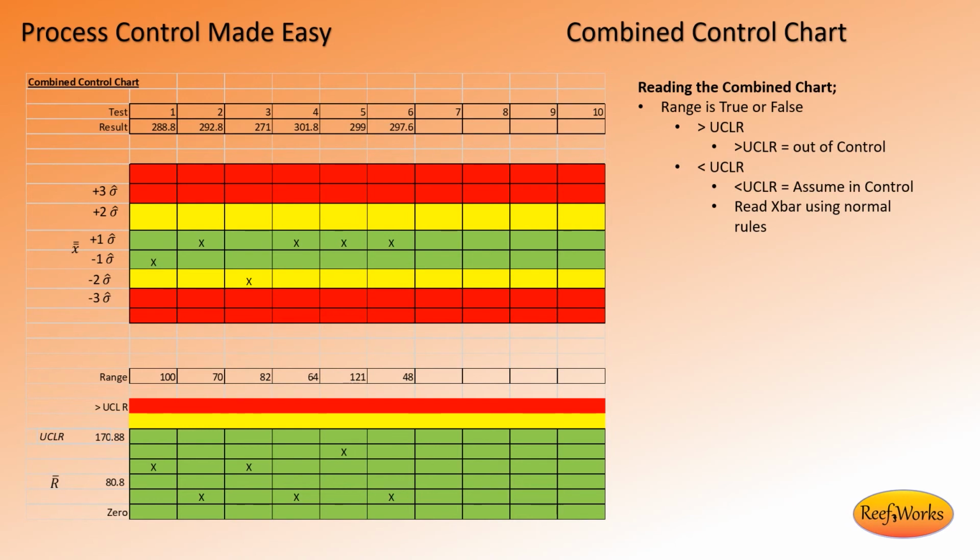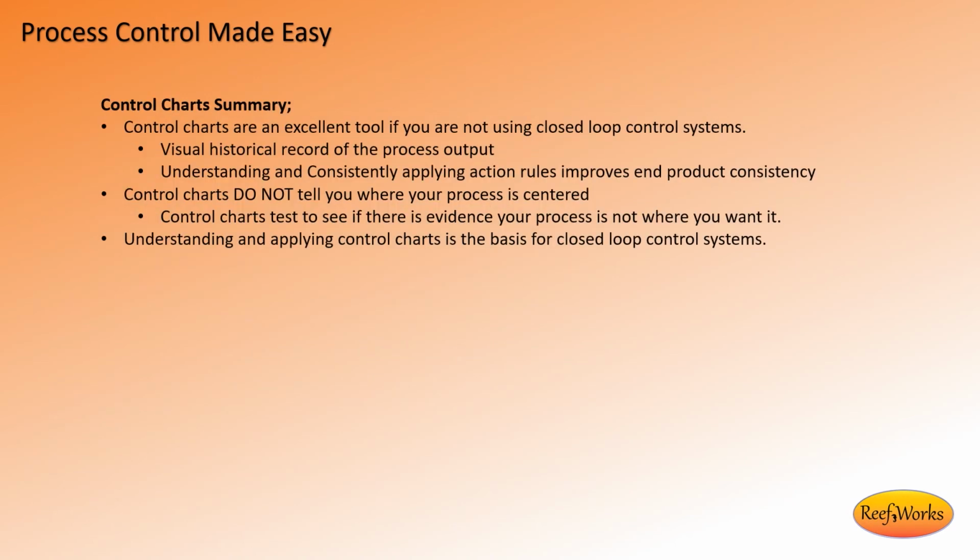So with that, I know this was fast. I know it was quicker than our others, but take a look at control charts. They're really an excellent tool if you're not using a closed loop control system. They provide that historical record of the process output, and the understanding and consistently applied action rules really improve the end product consistency and thus your customer satisfaction. Be aware, control charts do not tell you where your process is centered. They only look for evidence that it's not centered where you want it to be.